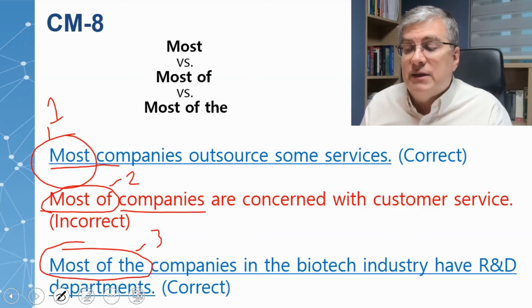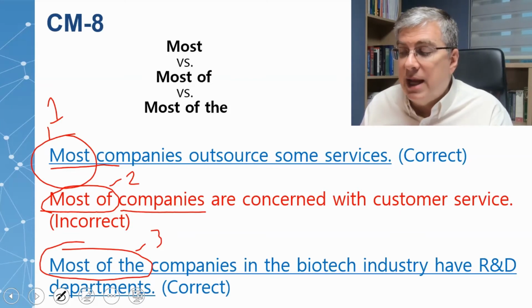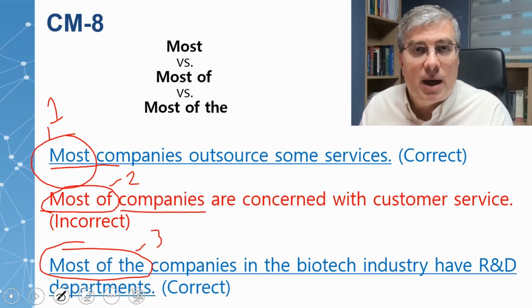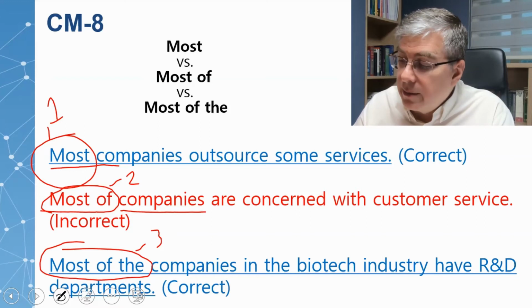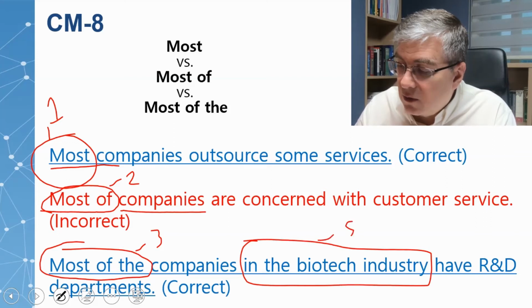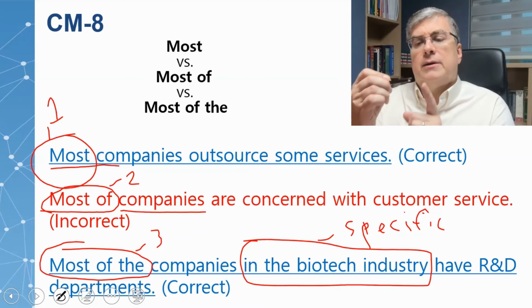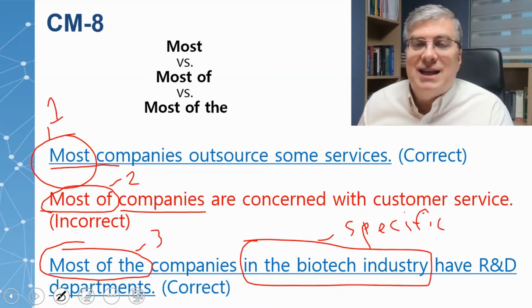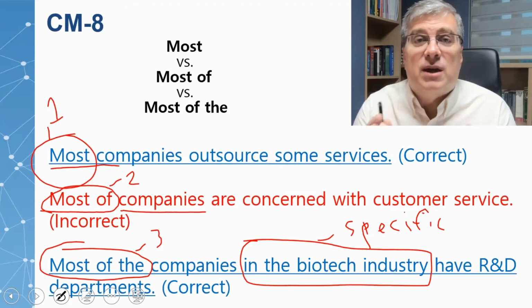But look at sentence number 3. Most of the companies in the biotech industry have R&D departments. Which companies am I talking about? That's right. I'm talking about the companies in the biotech industry. This is a specific reference. Sorry, this pen is a little bit odd to write with. Okay, so most of the companies in the biotech industry, that is a specific reference.